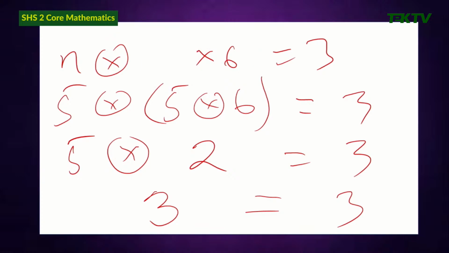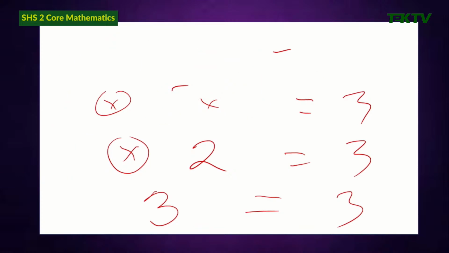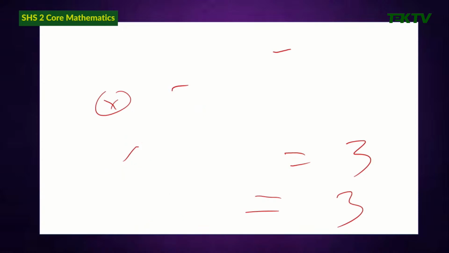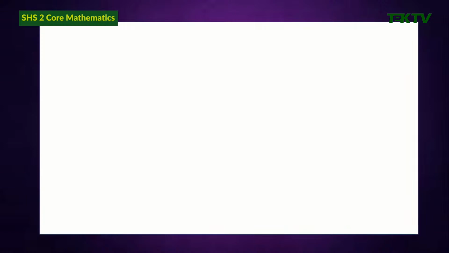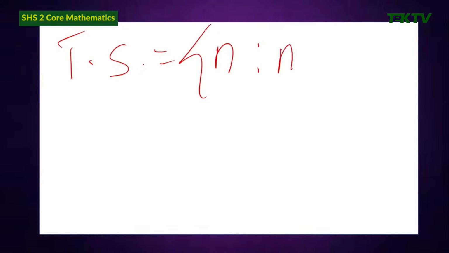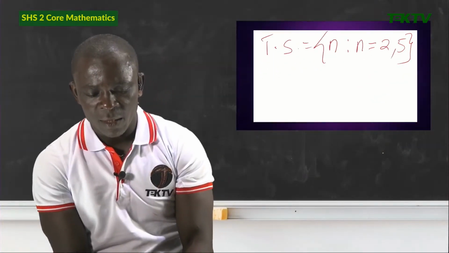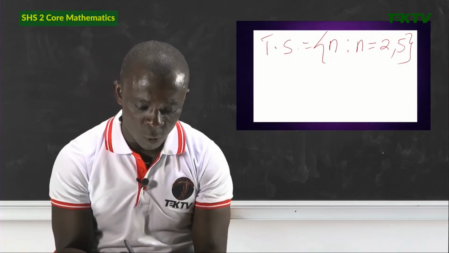So let's write our truth set. Truth set: n such that n is equal to 2, comma, 5, because these 2 gave us the right answers. So this is the truth set. Okay, let's quickly move to example 3.